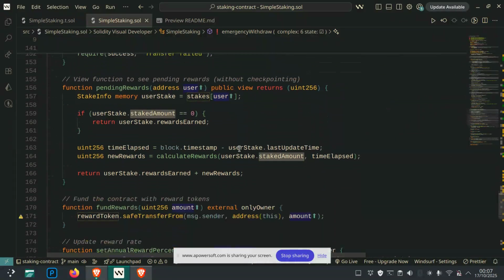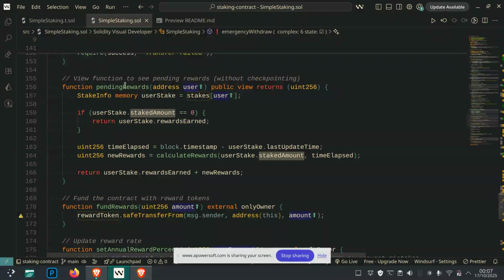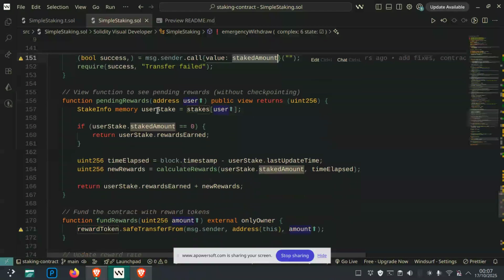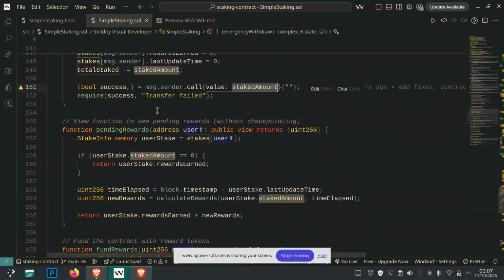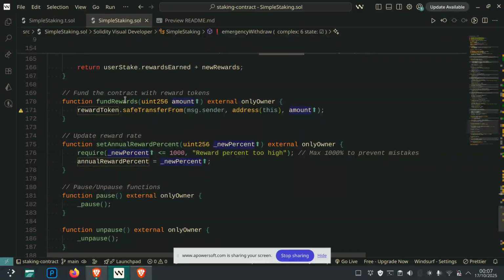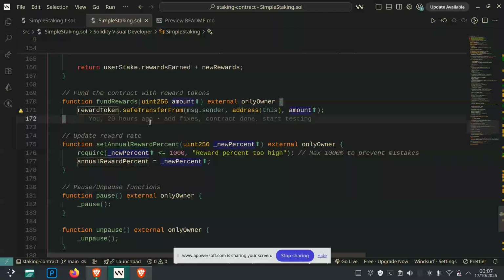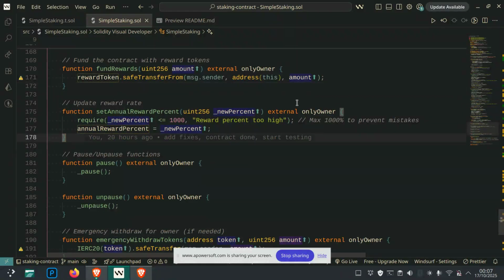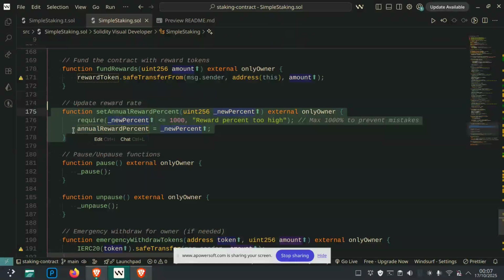Because that's it. Here we can see pending rewards. We don't call the update rewards because we don't want to change the last updated. This is just a view function. Fund rewards is only for the owner because as the owner, we need to provide some reward tokens to the protocol. Again, the owner can change the annual reward rate. This might cause some problems. I'm just keeping it here so that you see this is a possibility.